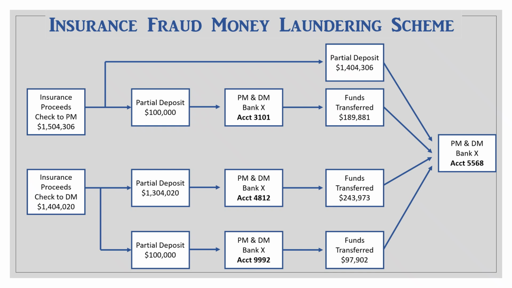Here is a chart showing the proceeds from an insurance fraud scheme that were laundered through multiple bank accounts. Again, you can see how the first check came through from the insurance company, and then there were partial deposits into several accounts. They were ultimately transferred into others, and then finally into the last one. So again, it's easy to follow each stage step by step.